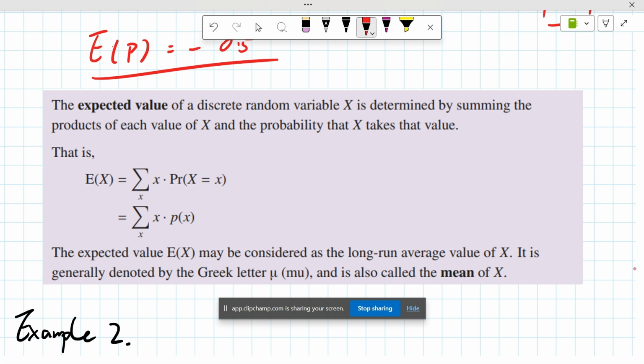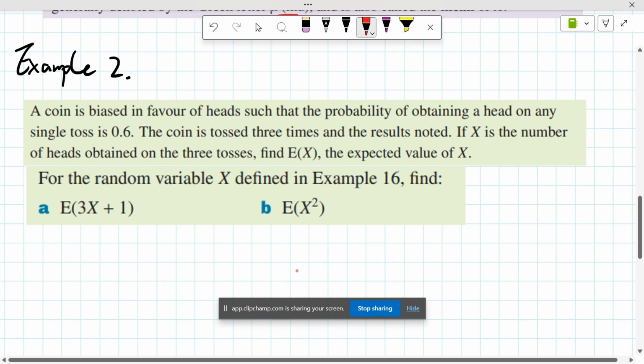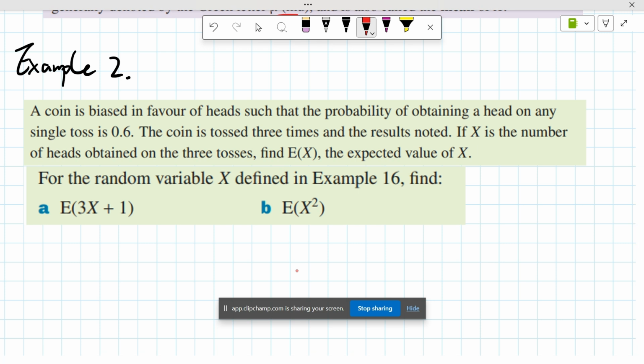This mean uses the Greek letter mu. Now for a coin problem: for any single toss the probability of heads is 0.6, and X is the number of heads in 3 tosses. First, we need to find our mu, which equals E(X), which is x times the probability of x.